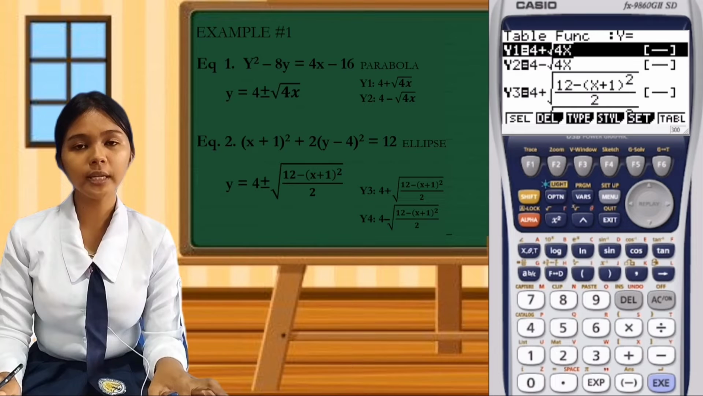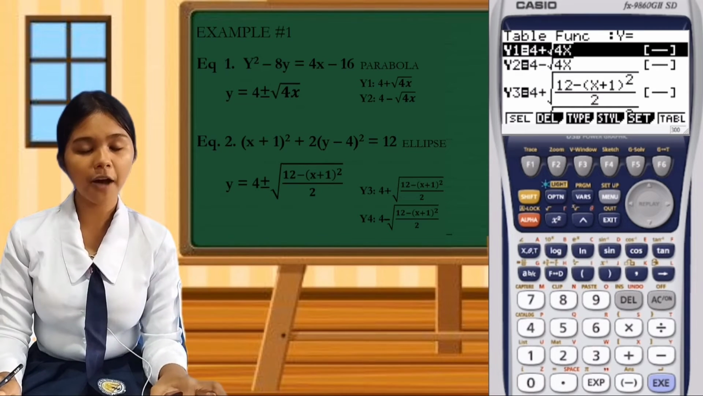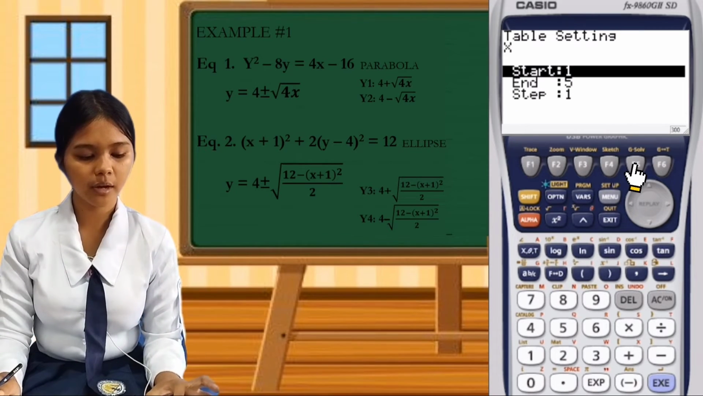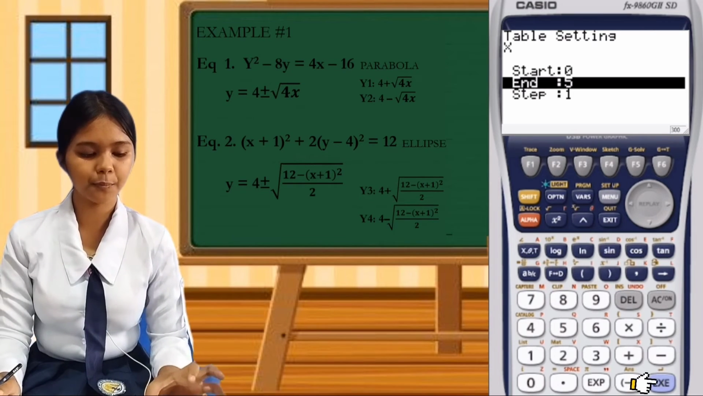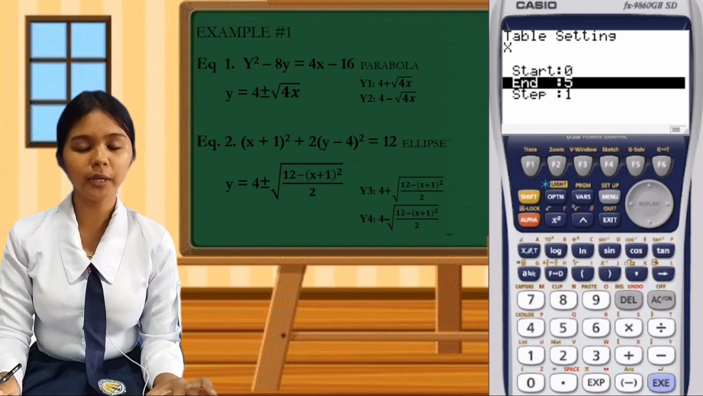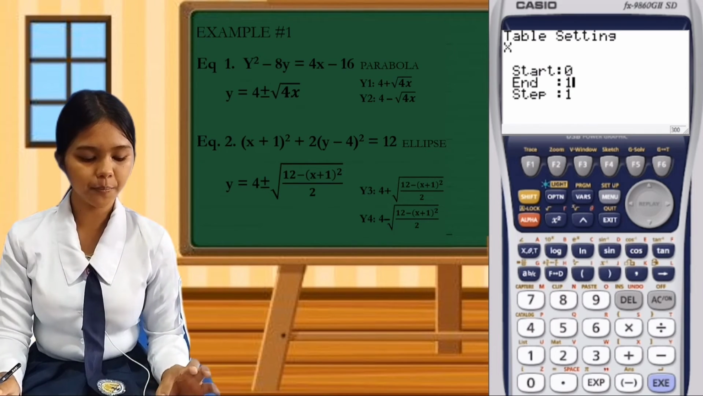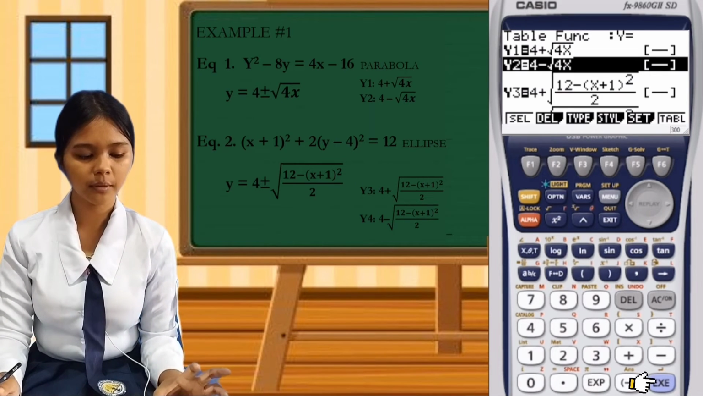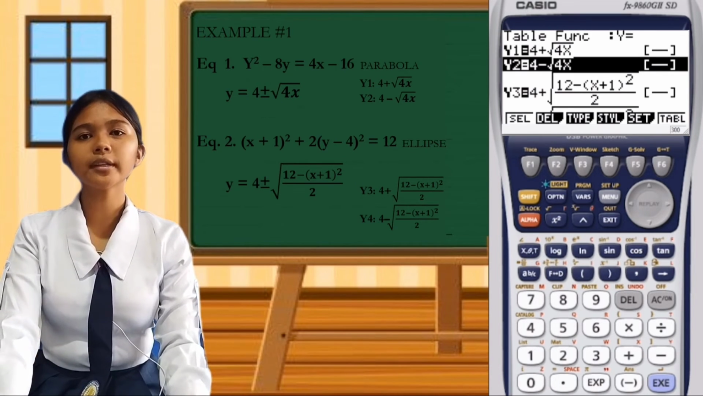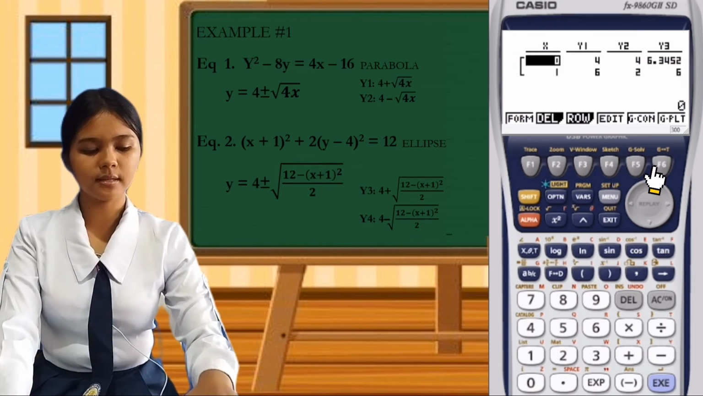But first, we need to set our table. We have to press F5. For a start, we need to enter 0 and press execute. For end, we need to enter 1, then execute again. For step, we have to enter 1 and execute. So to view our table, let's press F6.